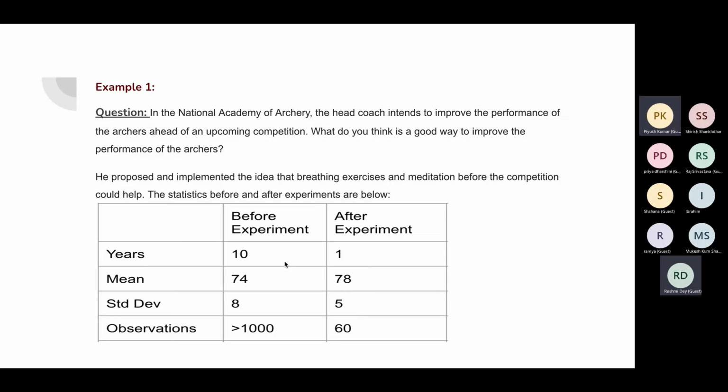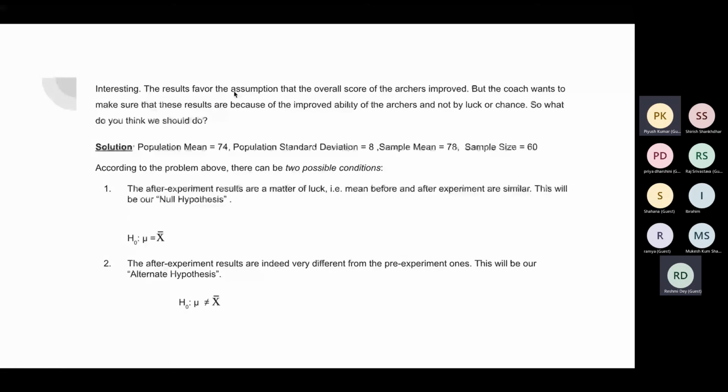These are the statistics like the mean, standard deviation and sample size, given before the experiment and after the experiment. The results favor the assumption that the overall score of the archers improved, but the coach wants to make sure that these results are because of the improved ability of the archers, that the exercises he implemented actually worked, and not by luck or chance. So how do you process this?